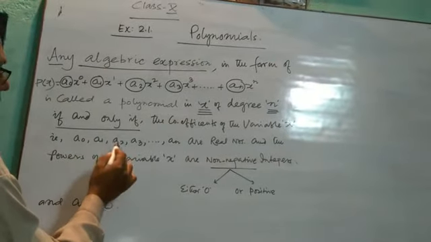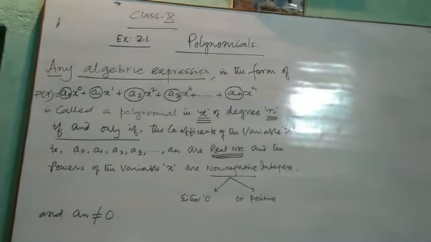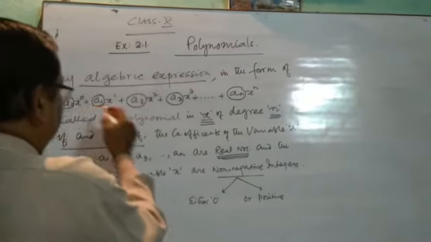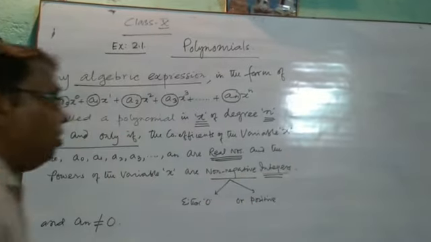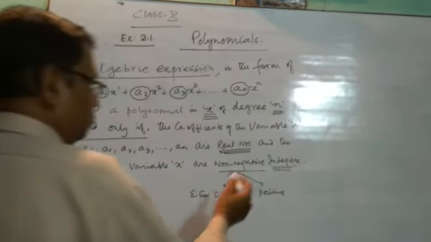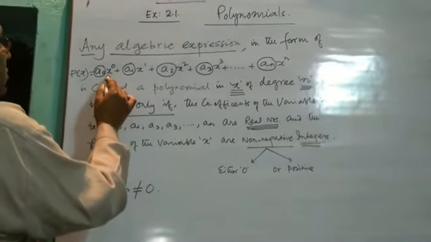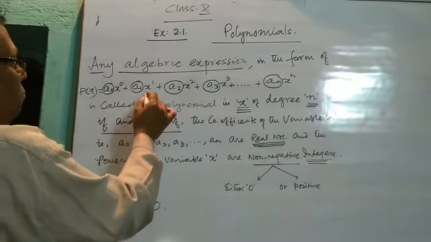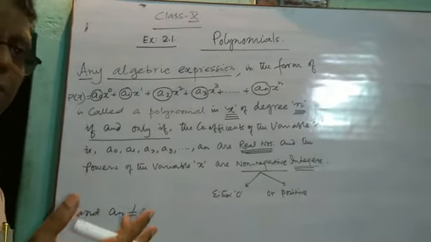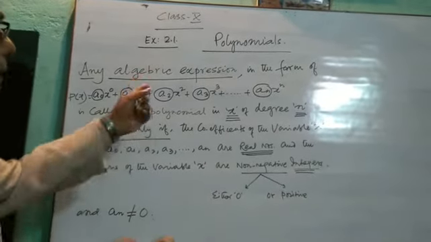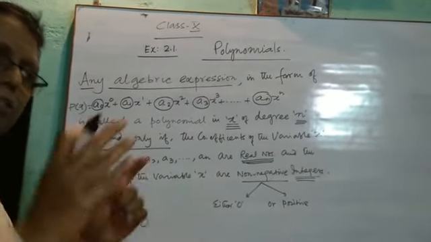If a0, a1, a2, a3, dot dot dot, an are real numbers, most important thing, the coefficient must be a real number, and the powers of the variable x are non-negative integers. What is the meaning of non-negative integers? Non-negative, as I told you earlier, means either 0 or positive. Now see the powers of the variable x: 0, 1, 2, 3, 4, dot dot dot, n. So all the powers of the variable can either be 0 or a positive integer. In no case can the power be a fraction or negative. The powers of x must not be negative, it must not be a fraction.